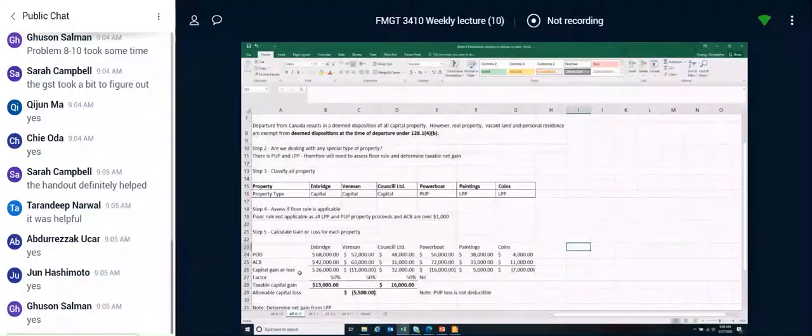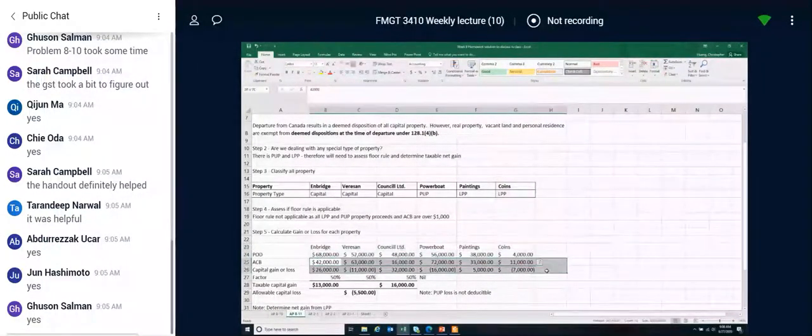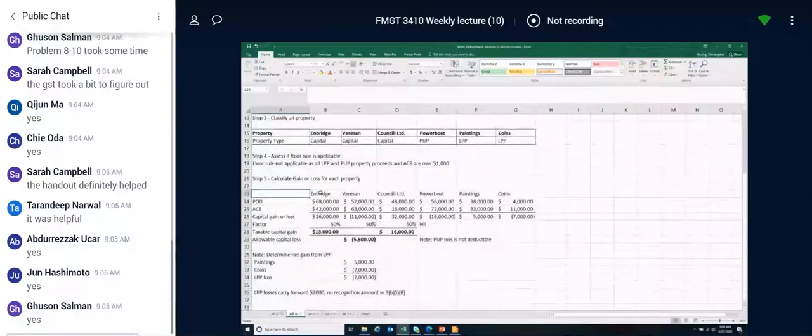So we take a look at each item here. Is there any item where proceeds are less than 1,000? The answer is no. Everything they gave you was over 1,000. Is ACV anything less than 1,000? No, everything's over 1,000. So do you have to worry about the floor rule? No, you don't. Now we know our proceeds and ACB, so let's go and do our calculation.